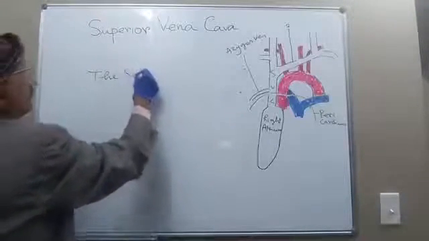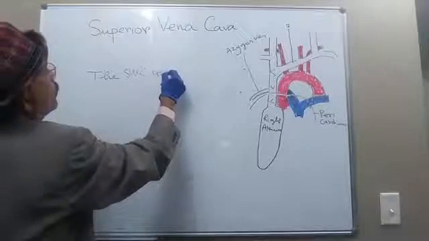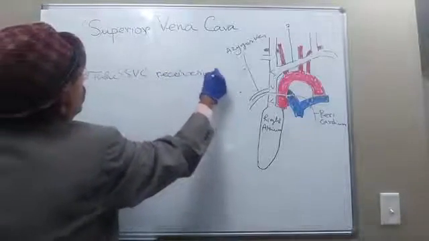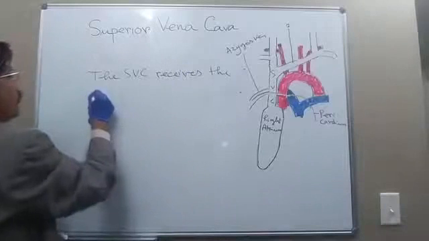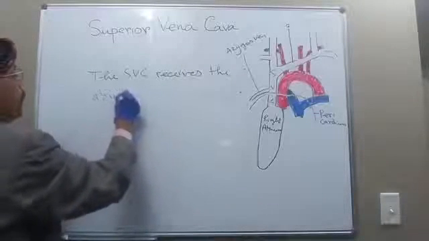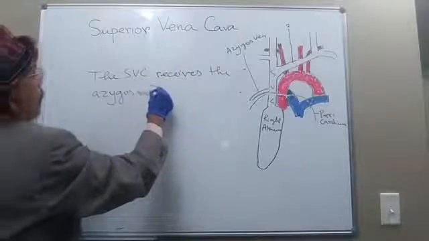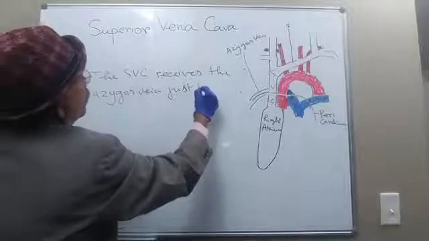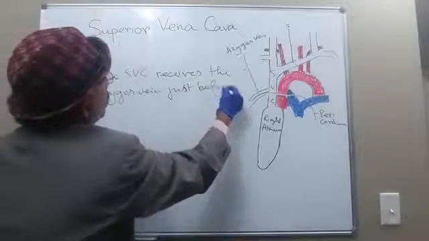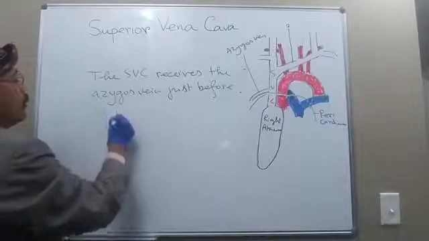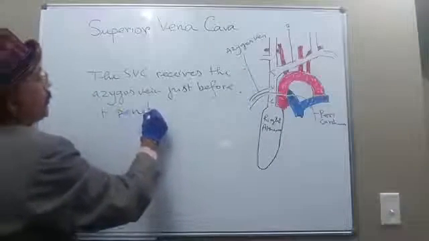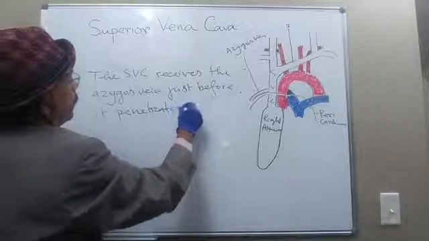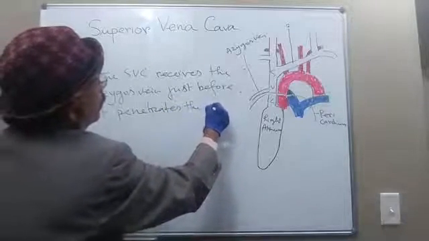The SVC receives the azygos vein just before it penetrates the pericardium.